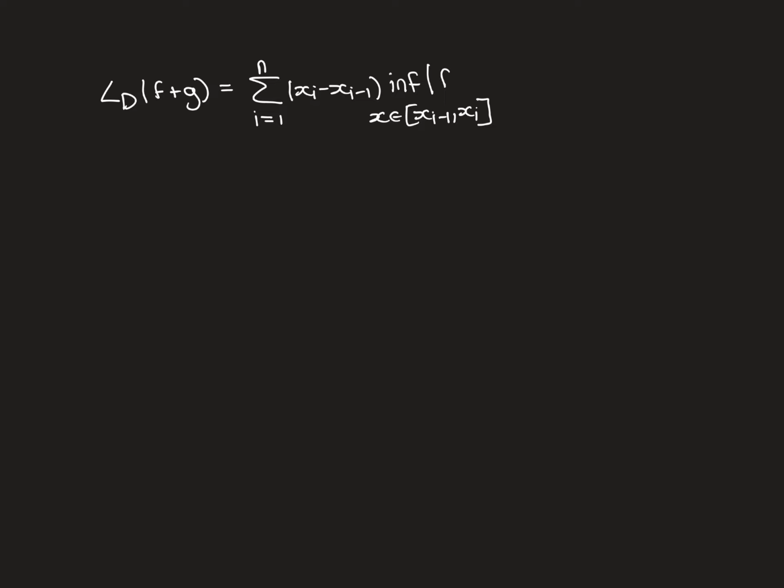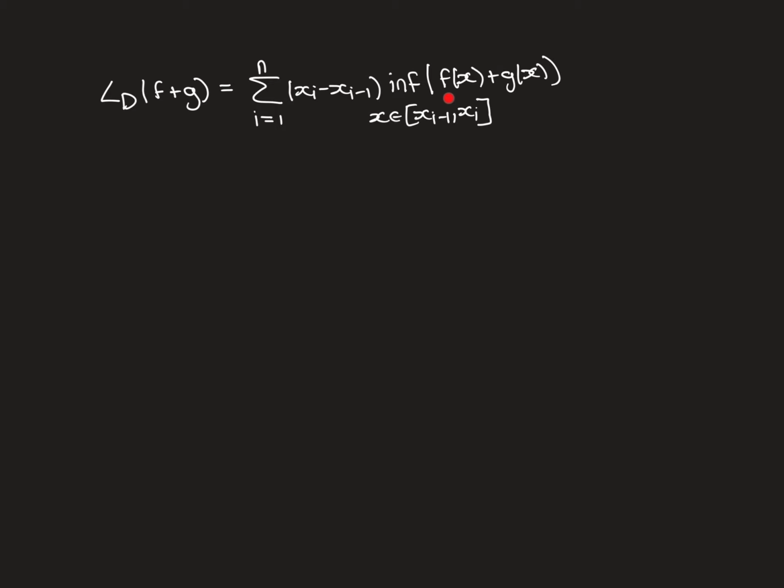So let's now consider the lower Riemann sum of our function f plus g and try and derive an inequality for this in terms of the lower Riemann sum of f and the lower Riemann sum of g. So by definition, this is the sum from i equals 1 to n of x_i minus x_{i-1} times the infimum, where x is allowed to vary over x_{i-1} to x_i, of (f plus g)(x), but of course we know that that's f of x plus g of x by definition.